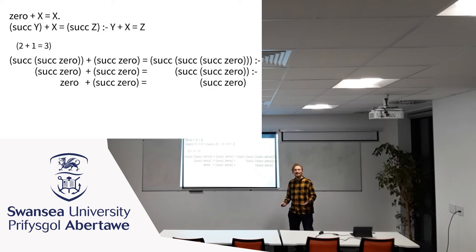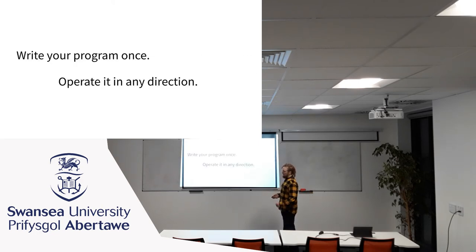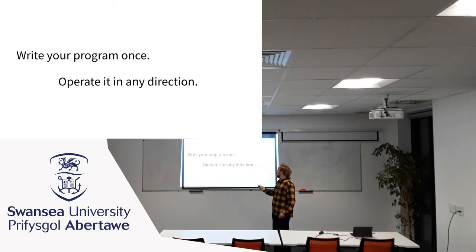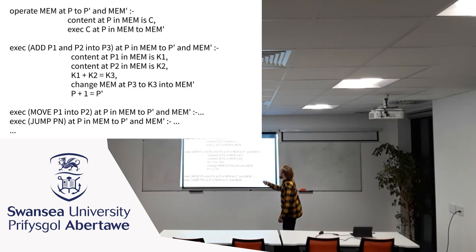Now that's awesome, right? Because we can actually put these question marks of these variables at an arbitrary position, and our language still kind of manages to figure out what to put in there. And so the new slogan of our language could be, write your program once, operate it in any direction. Let's look at a more real-world example of where this comes into play.